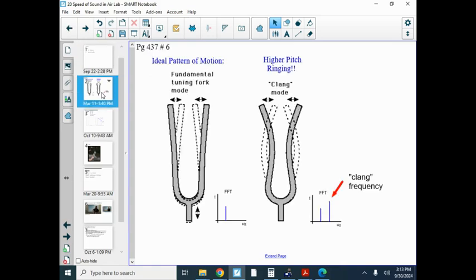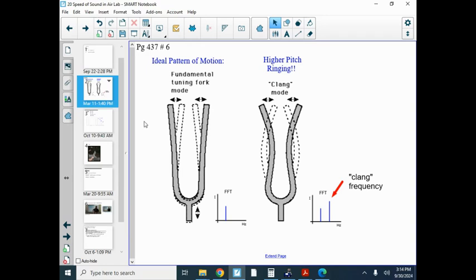This is something I show when we're doing the lesson in person so that we're getting the right sound. You have to hit a tuning fork so that it has the fundamental pattern, which I showed the strobe light video of, because you can get clang modes, which are higher frequencies from shorter wavelength patterns showing up.